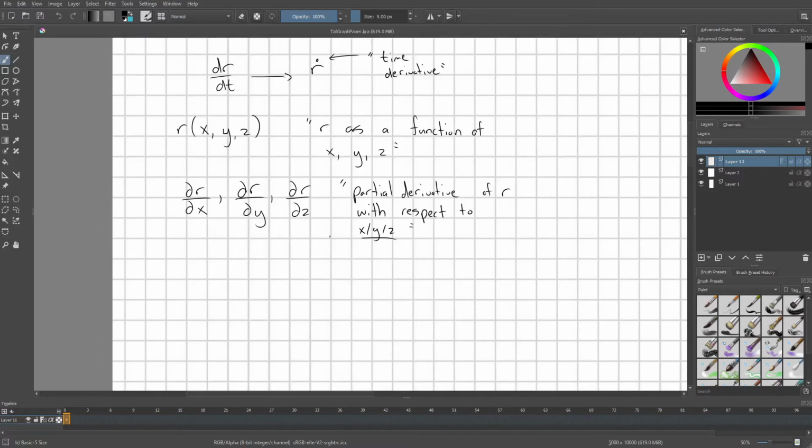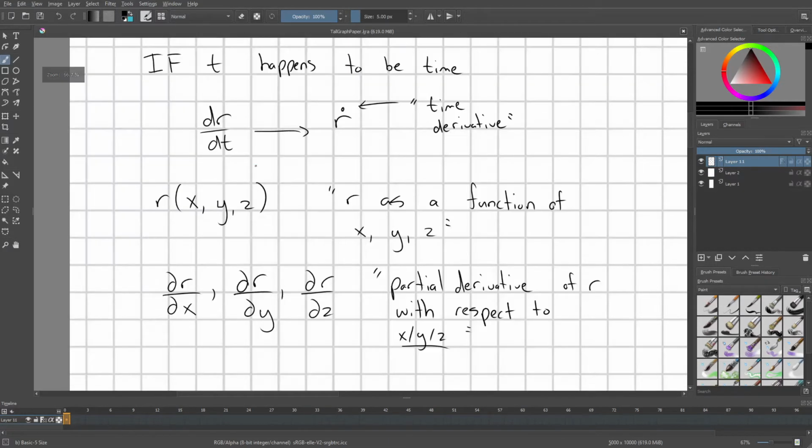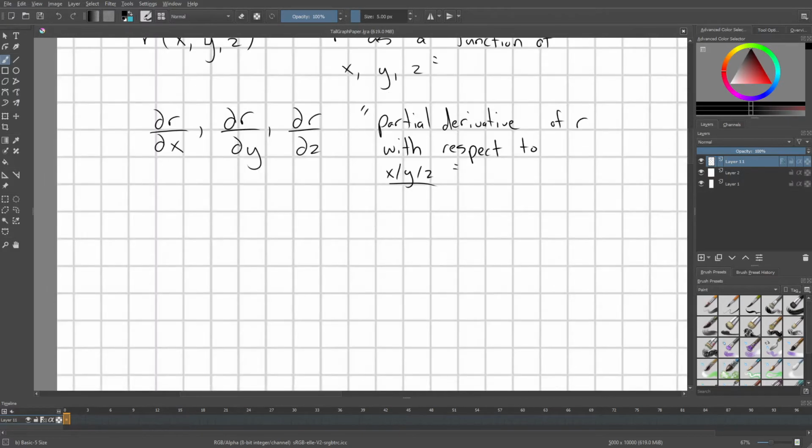Okay? We've been talking a little bit about this dr over dt, my rates of change. So let's just talk next about what a dr would mean. So when I use dr, this refers to an infinitely small change in r.